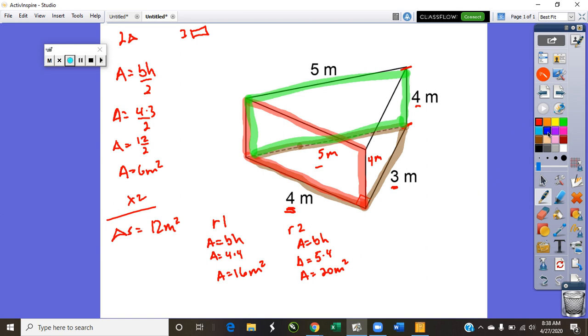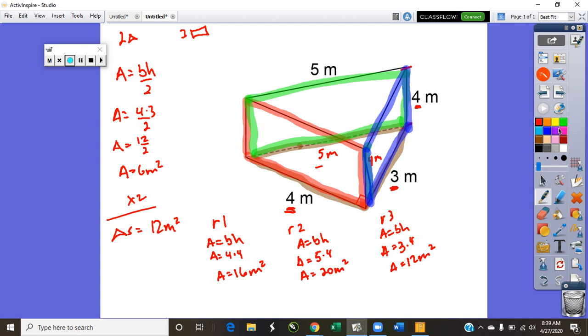Okay? And then lastly, let's go ahead and find the area of this rectangle. Okay? So let's start with our formula. This is rectangle 3. Area equals base times height. Okay? Well, the base of this one is 3. And what's the height? Height is 4. So this area equals 3 times 4. This would be 12 meters squared.